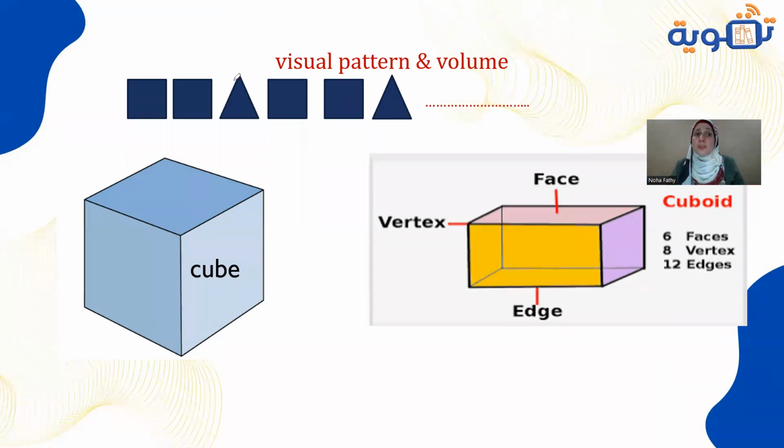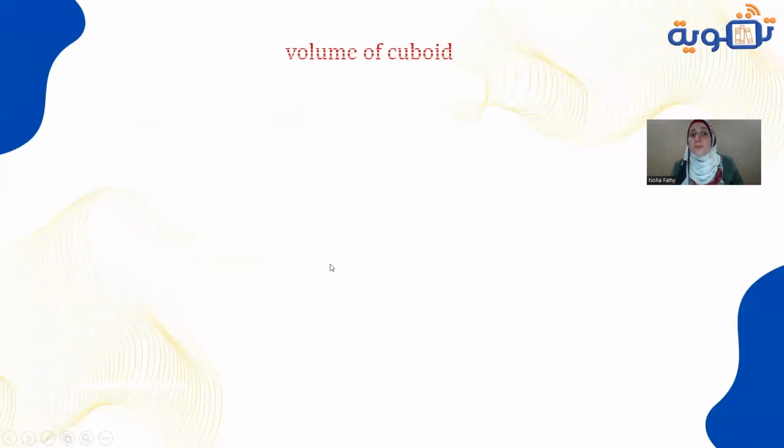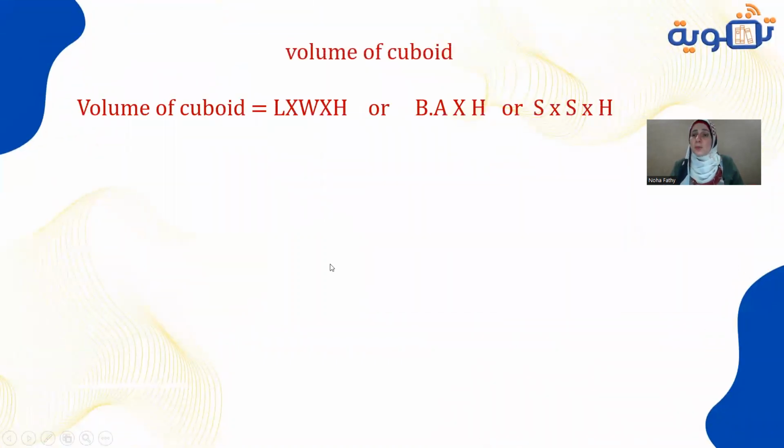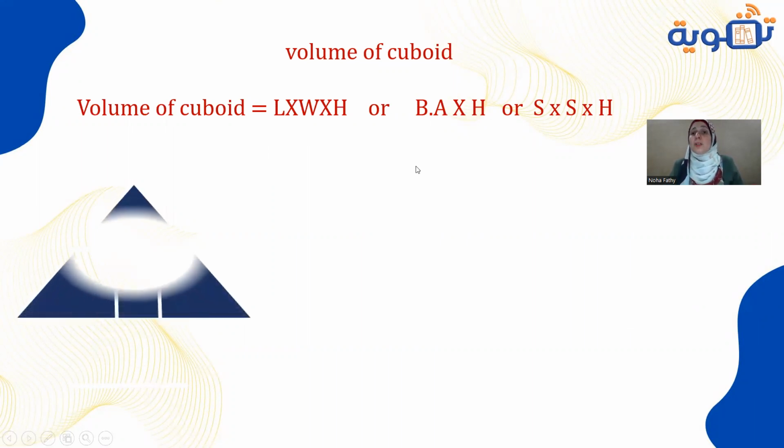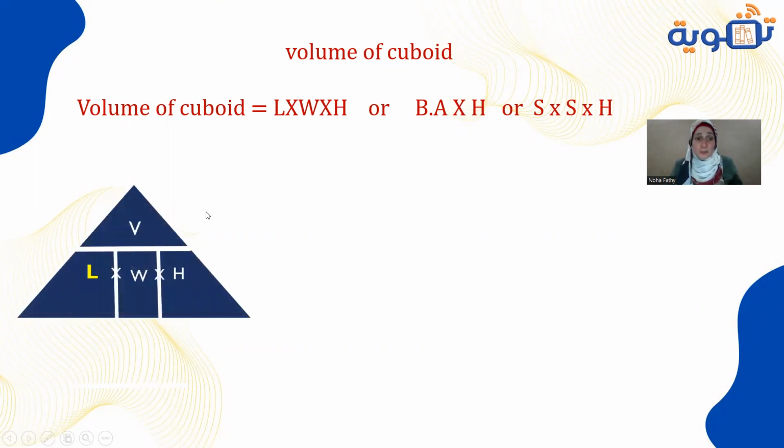They are the same, but the difference between them is that each face in the cube is in the form of a square, and in the cuboid each face is in the form of a rectangle. Of course, the dimensions of the cube are equal, but the dimensions of the cuboid are not equal. The volume of the cuboid is length times width times height, or base area times height, or edge length times itself times height. This is the magic triangle, very important.